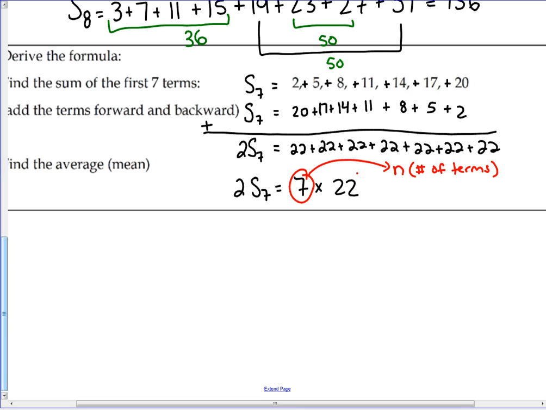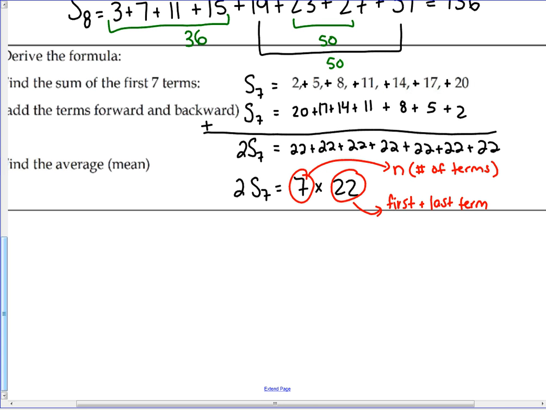What's so special about the 22? Would you agree that the 22 is the same thing as the first term? Let's just write it. I'm going to write first plus last term. The first plus the last term. Would you agree with that? The first plus the last? Yeah? First plus the last?